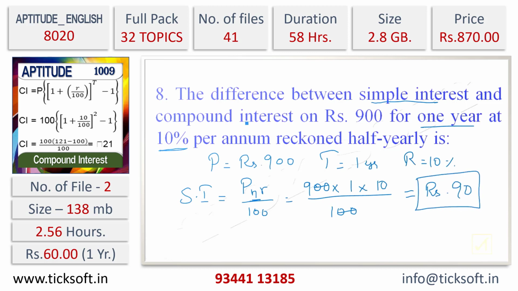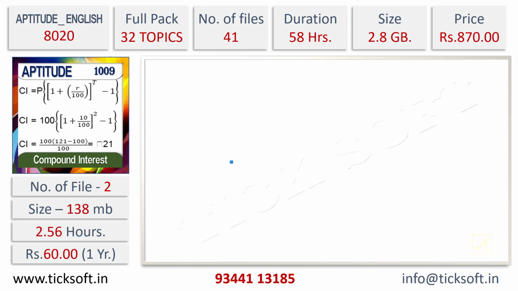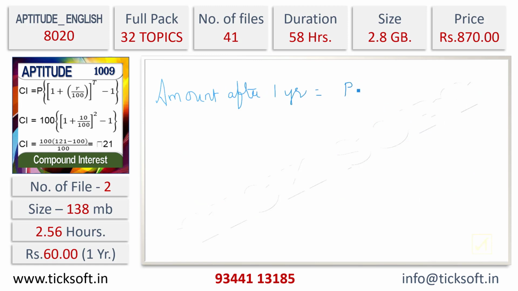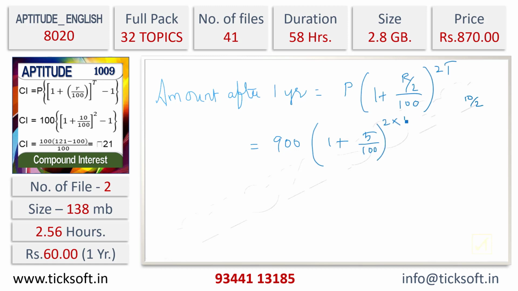And now we are going to find out the compound interest. Then only we have to find the difference between the simple interest and the compound interest. So first what we have to find? We have to find the amount after this 1 year. So amount after 1 year is equal to, what is the formula? Here listen, the interest is compounded half yearly. So therefore the formula is P into 1 plus this R by 2 divided by 100 whole power 2 into T. So this is equal to, the value of P is 900 into 1 plus the value of R here is what? 10. So 10 divided by 2 will be equal to 5. So we get 5 by 100 whole power 2 into the value of T is 1, because the number of years is 1.